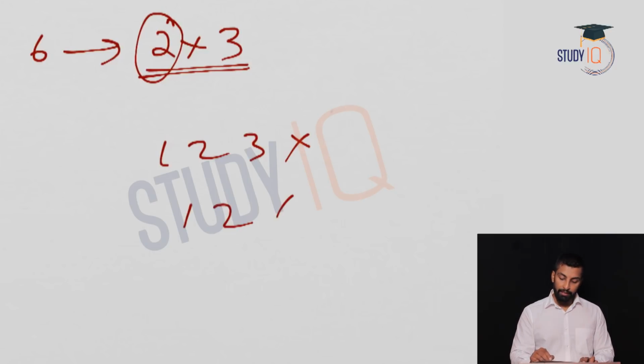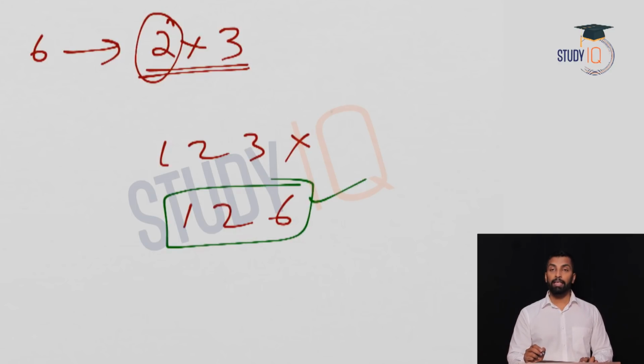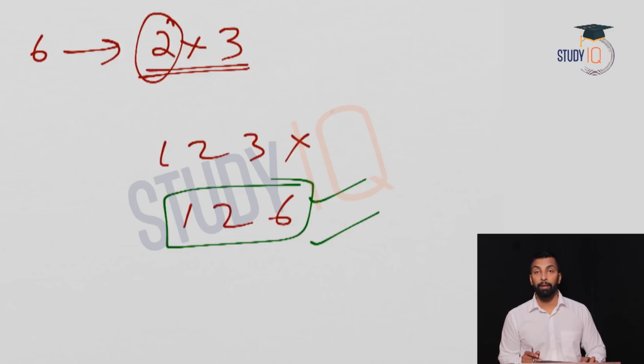What about 1, 2, 6? First you need to check whether it is an even number. Yes, it is an even number. Then you check the sum of digits. 1 plus 2, 3, 3 plus 6, 9. 9 is divisible by 3. So two conditions satisfied. So 1, 2, 6 is divisible by 6.